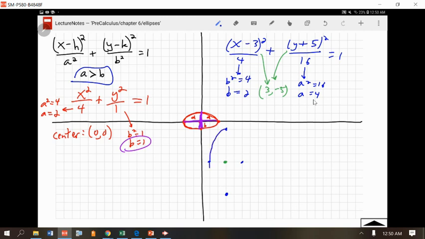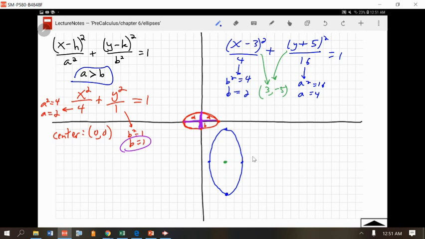So this ellipse is orientated up and down, right? The major axis is vertical. Notice the minor axis would have a length of 4, and 4 is 2 times 2, right? So it's always 2 times b for the minor axis. The major axis is always 2 times a.